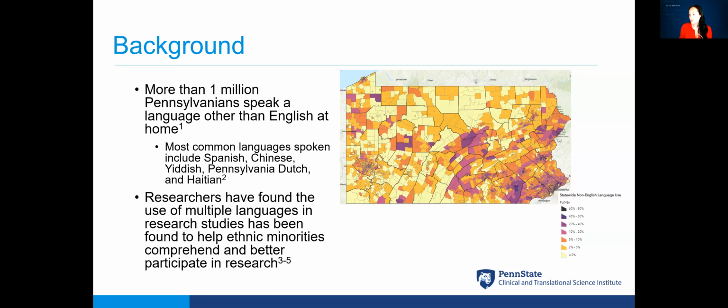And the research backs this up as well. Researchers have found that using multiple languages in research studies has not only helped ethnic minorities comprehend what they're looking at, but it also helps them better participate in research. So, being more inclusive when it comes to your research is always a good thing.